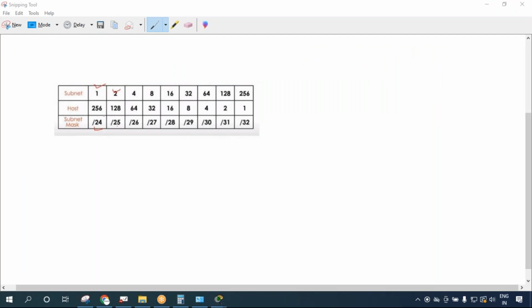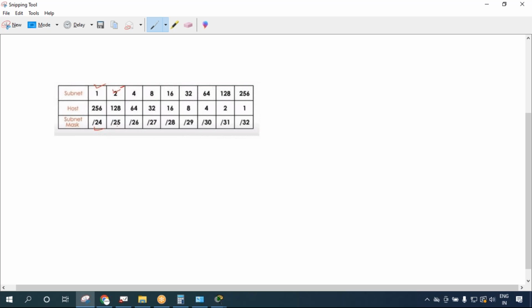/24, one subnet, 256 IPs. /25, two subnets will be created, and in each subnet 128 IPs will be there. /26, four subnets will be created, in each subnet 64 IPs. /27, 8 subnets will be created, in each subnet 32 IPs, and it will go on. So your 256 IP addresses are getting divided. If you go to /25, IPs are reduced and subnets are increasing. Are you seeing this?